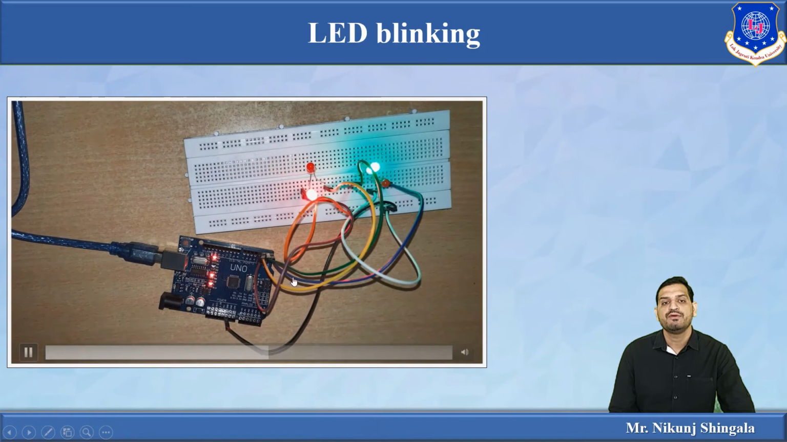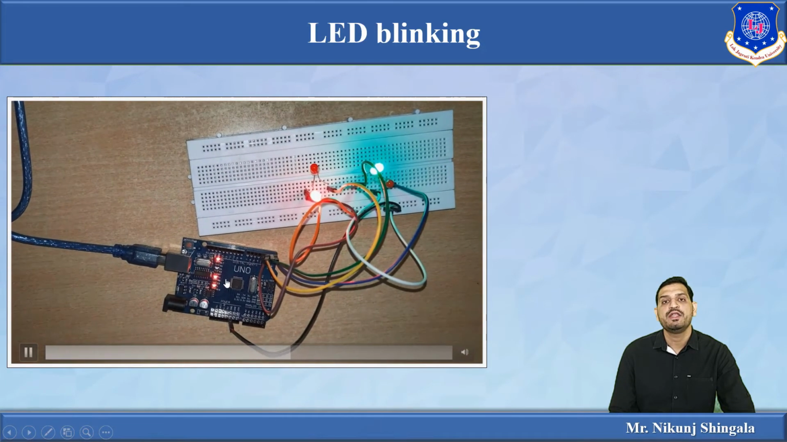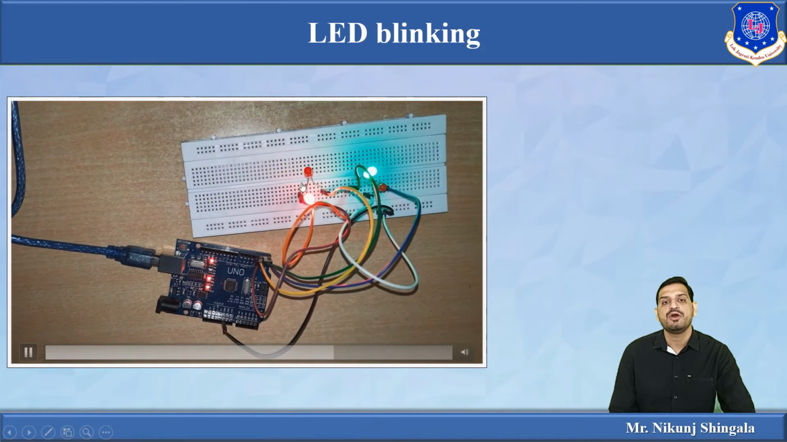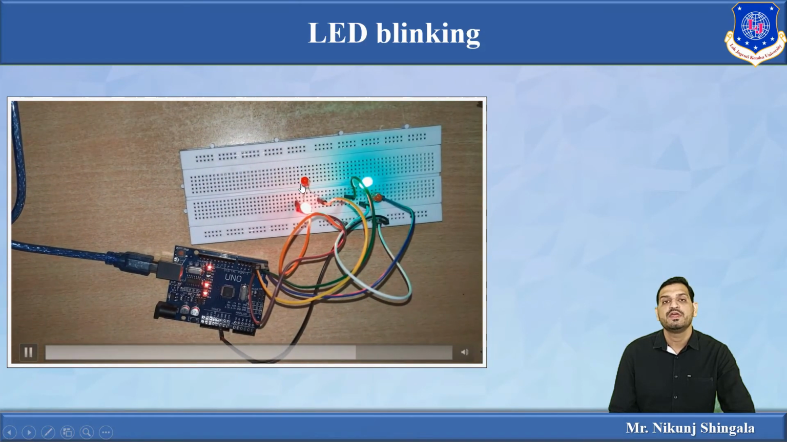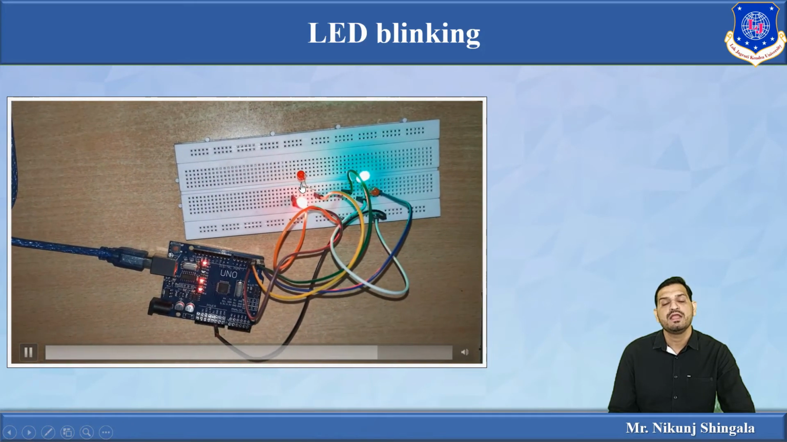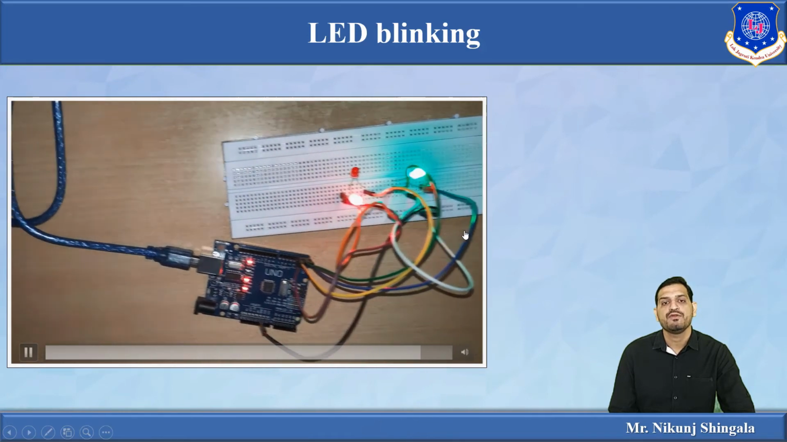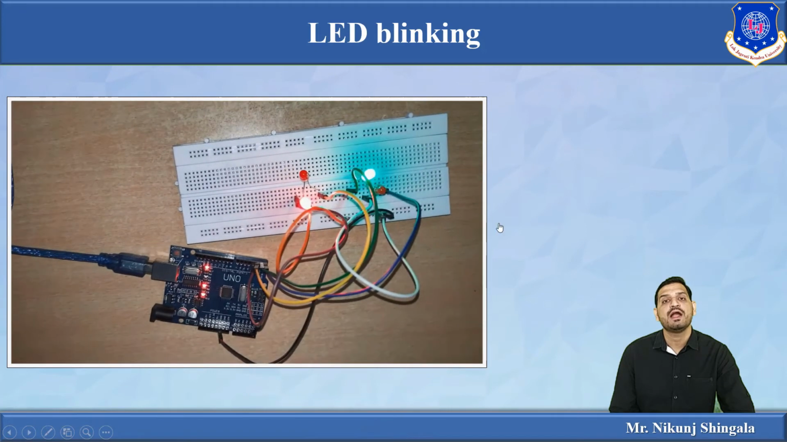Now this is the complete setup. I have already loaded the program in the Arduino board. You can see alternately 2 LEDs are turned on and 2 LEDs are turned off. There is a 1 second delay. You can increase the delay in the code at your own convenience. So this is how LED blinking can be done with the Arduino board.